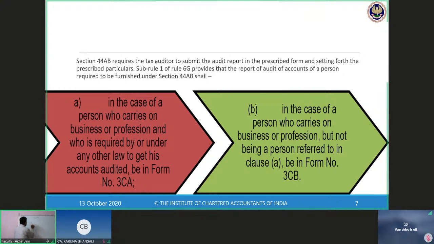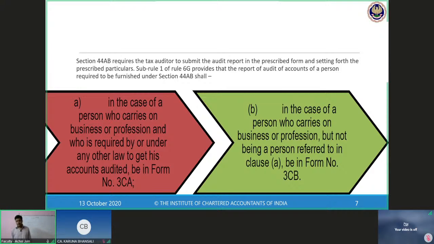Form 3CA, Form 3CB. So there are two forms, and when I say form, it means the format of the audit report. These forms are basically the audit report itself, but it's a prescribed form. There's a prescribed format which every auditor will have to use in relation to his audit report under tax audit.